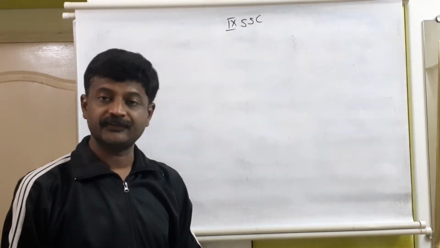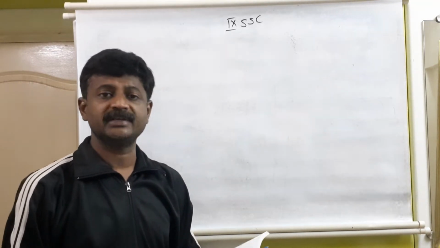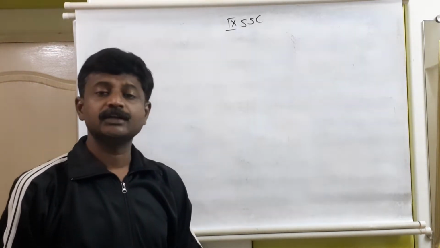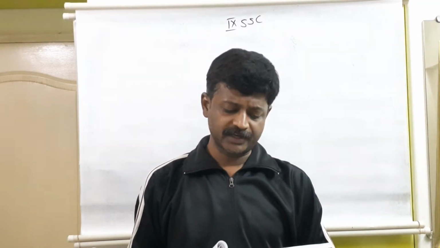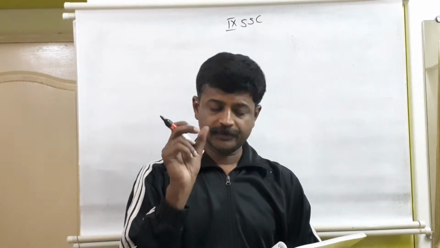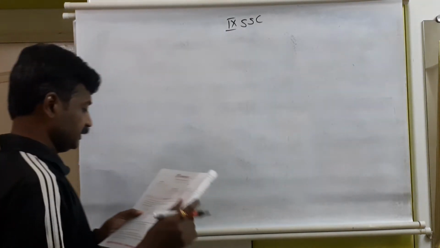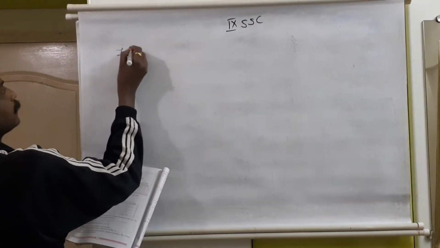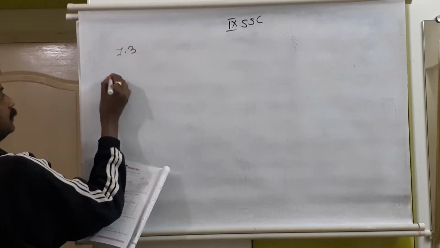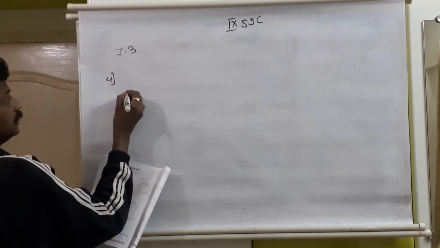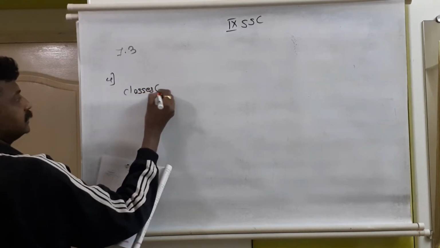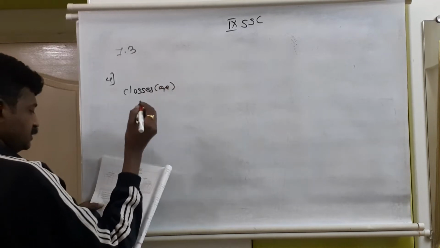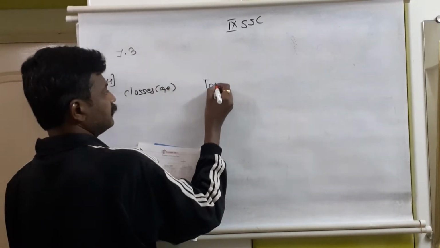First 3 questions are finished, which were just basics. Let us continue with question number 4. In this, complete the following table. In the first column, it is given classes. Actually, it is age. Then tally marks are given.